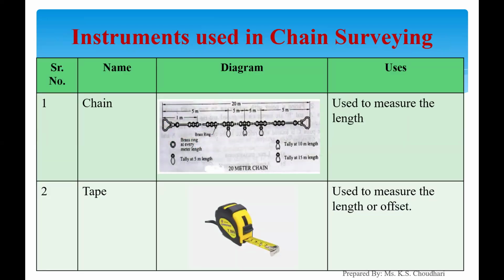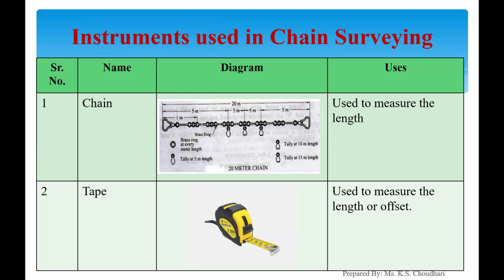Instruments used in chain survey. Here you can see a table. There are 3 columns in it. In the first column, the instrument name is there. In the second column, its diagram is there. And in the third column, its uses are there.